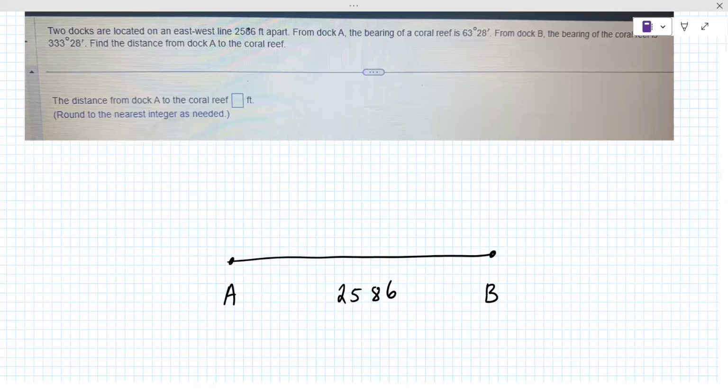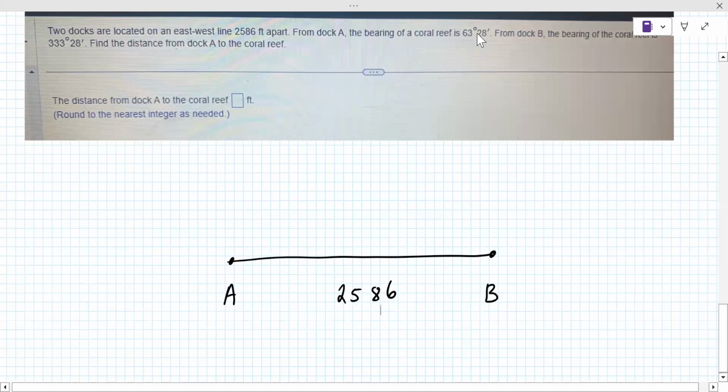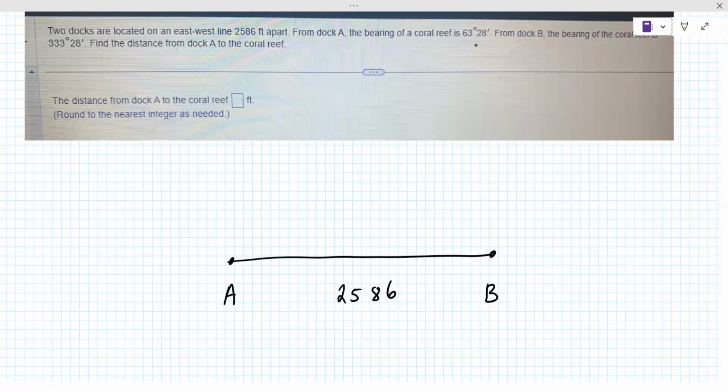It says two docks are located on an east-west line 2,586 feet apart. We've got that. The bearing of a coral reef from A is 63 degrees, 28 minutes. Your instructor is emphasizing that. In the world of shipping and boats, they always measure from the north. So this angle is made from the north. This 63 degrees and 28 minutes, which is really 28 over 60, is from the north.